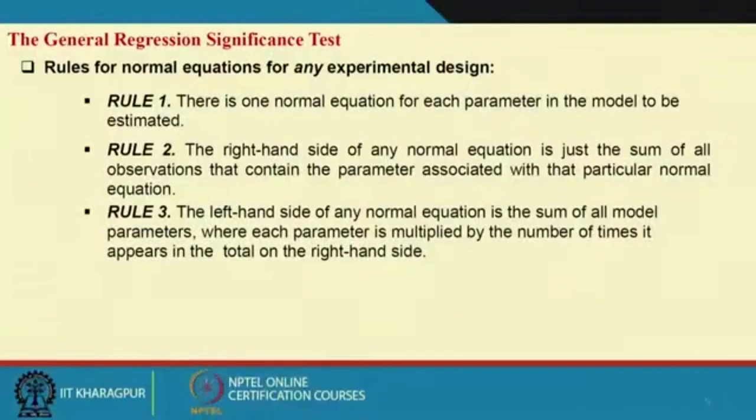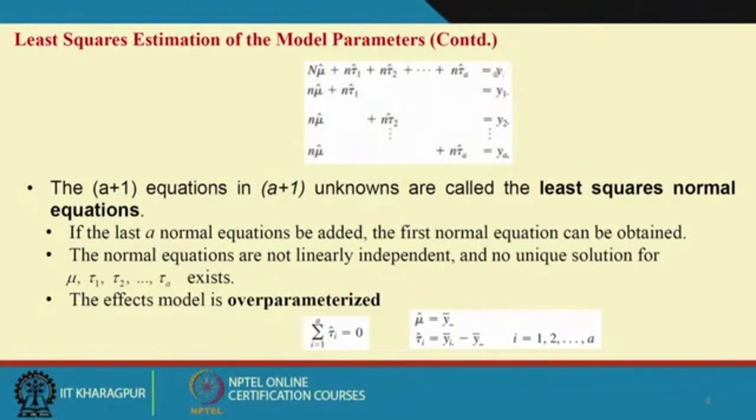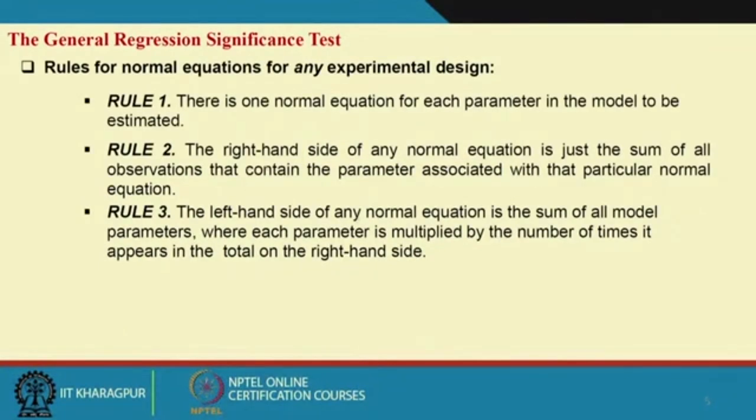Rule 2: the right hand side of any normal equation is just the sum of all observations that contain the parameter associated with that particular normal equation. See here, what is the right hand side? The sum of all observations. This equation is with respect to mu, and the right hand side is the sum of all observations. The second one, with respect to tau 1, is the sum of observations, and so on. So the right hand side of any normal equation is just the sum of all observations that contain the parameter associated with that particular normal equation.